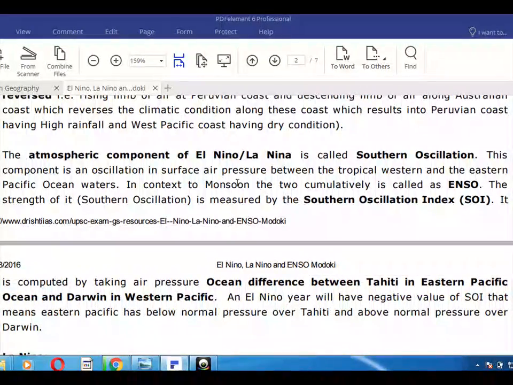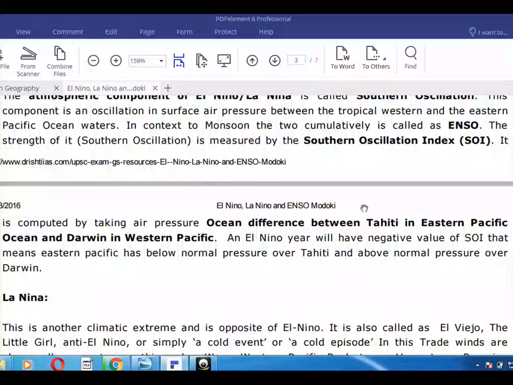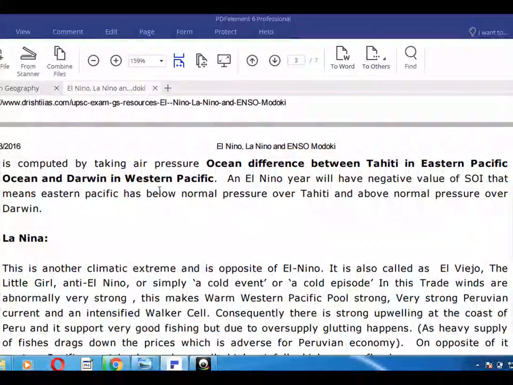The atmospheric component of El Niño and La Niña is called the Southern Oscillation. It is the oscillation in surface air pressure between the tropical eastern and western Pacific Ocean. In the context of the monsoon, the two cumulatively are called ENSO. The strength of the Southern Oscillation is measured by the Southern Oscillation Index.